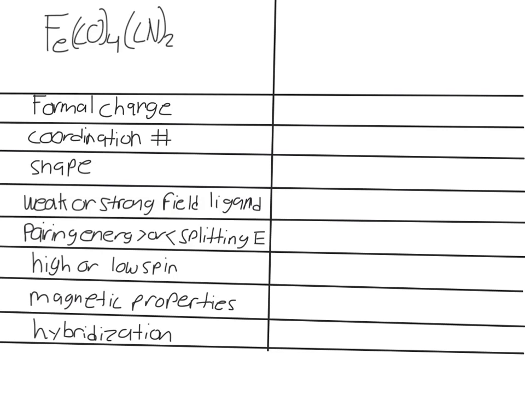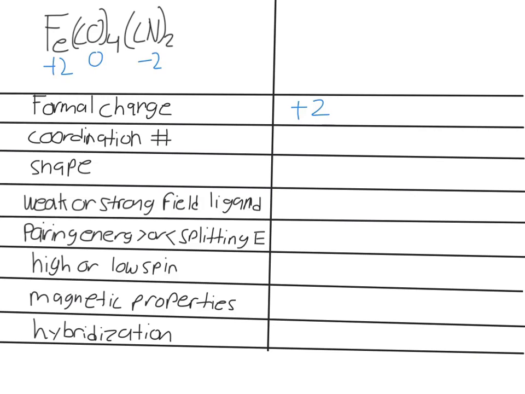I know CN has a charge of -1, there's 2 of them, so that's -2. The overall molecule does not have a charge, and I know that carbon monoxide does not have a charge, so that's 0, which means iron will have to be +2.